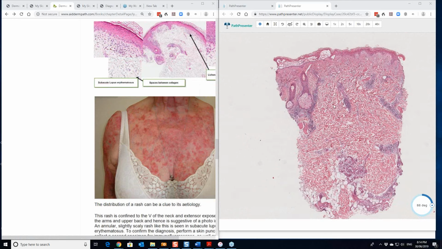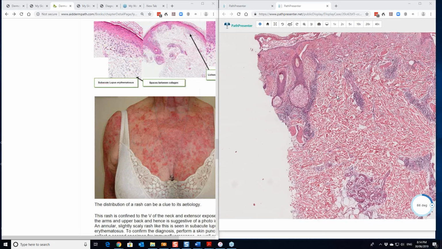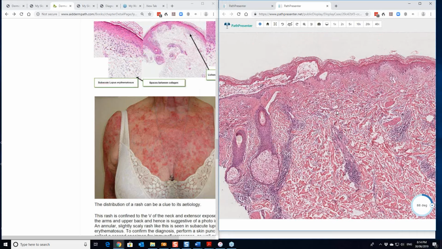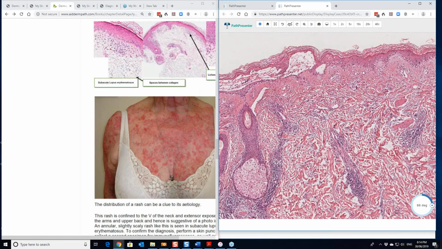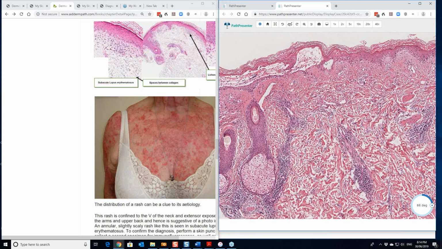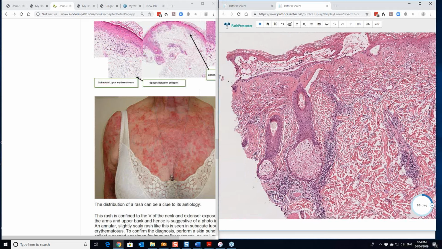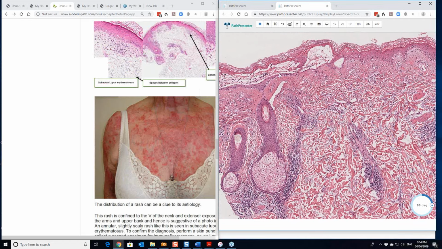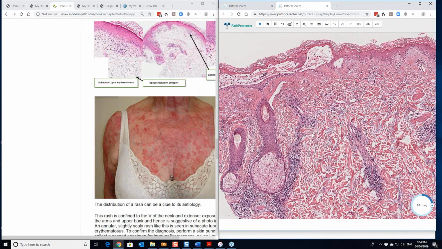So when you see a superficial and deep perivascular and periadnexal lymphocytic infiltrate, go up and look at the dermo-epidermal junction. Now, you can see there really isn't a lot of lymphocytes here, but there's significant damage to that epidermis. So much damage that it's splitting here, and this is forming a blister. So this is the histology of bullous lupus.